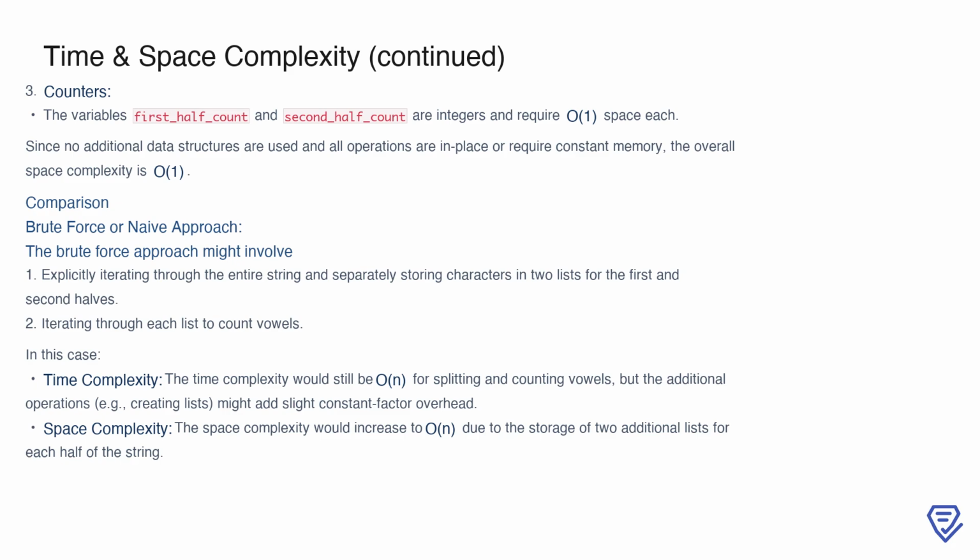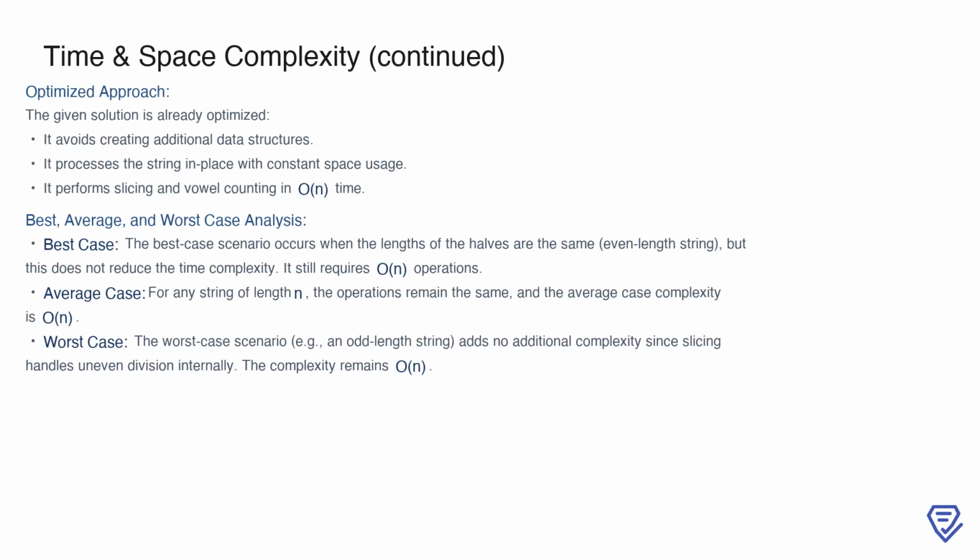space complexity is O(1). To compare, a brute force approach might involve storing characters from the two halves in separate lists, which would require O(n) space for the additional storage. While the time complexity of both approaches is O(n), the brute force method introduces unnecessary memory overhead, making it less efficient. The optimized solution avoids creating additional data structures, processes the string in place, and ensures that all operations are performed with minimal memory usage. This makes the approach efficient in both time and space.